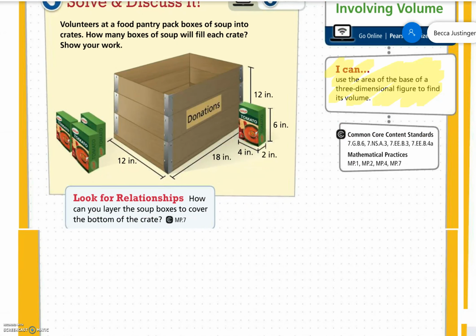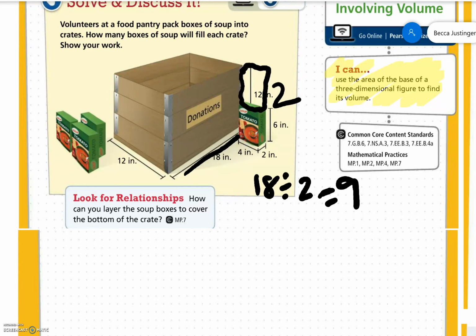Well, if there's a box of soup that's 6 inches tall, we can stack 2 on top of each other, and that would make 12 inches. And it's 2 inches wide, so how many can we fit in 18 inches? So we can fit 2 on the top. 18 divided by 2 is equal to 9, which means we can fit 9 along this edge.